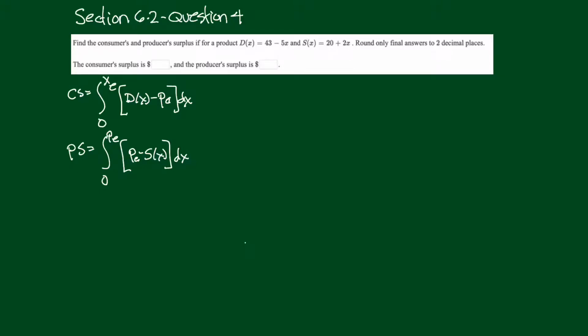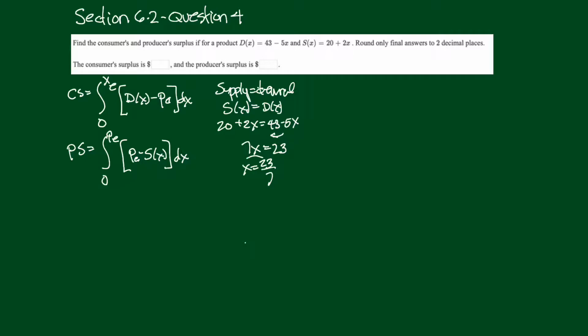That's going to occur when we get the supply equal to the demand. Supply equal to demand. That'll give us that S of x is equal to D of x. So we're going to get S, which is 20 plus 2x, equal to the demand, 43 minus 5x. We can solve this. Let's get the x's over here. We'll get 7x equals 23. So x is going to be 23 over 7.